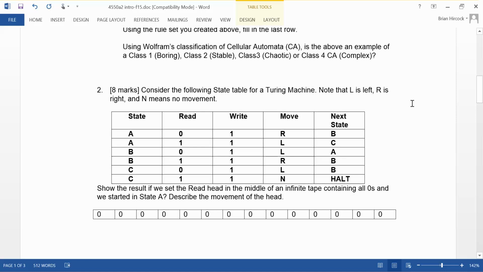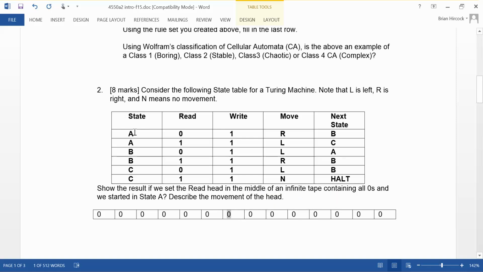Question number 2 deals with a Turing machine. So remember, in a Turing machine, we have an infinitely long tape with characters on either zeros or ones or blanks. In our case, we don't need to worry about blanks because we're told that at the start, the tape has all zeros on it. So it tells us to start in the middle. Let's start here, and we're in state A.